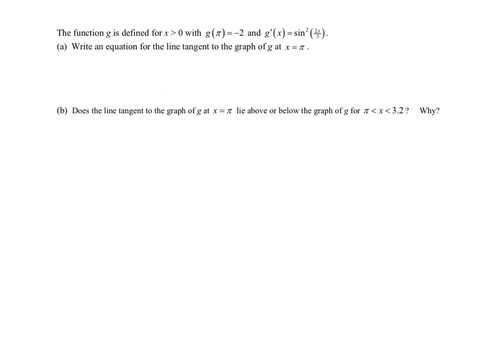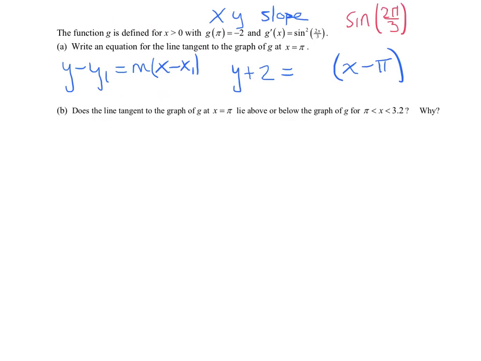The function g is defined as given there. Part A, write the equation for the tangent line at x equals pi. Alright, pause it, give yourself 20 seconds, see if you can do it on your own. Alright, so my x and y were very obvious. I had to get my slope.